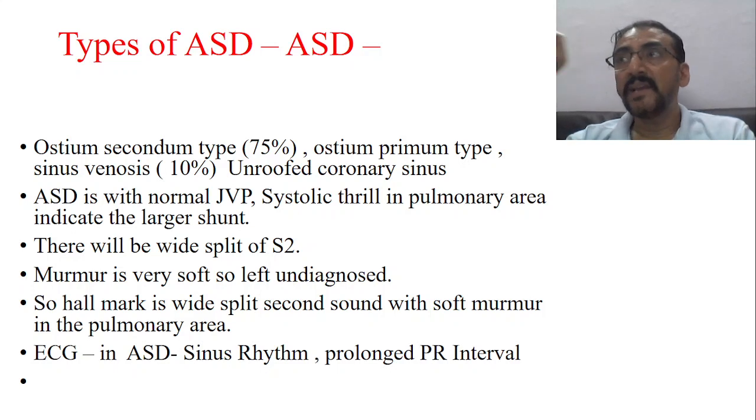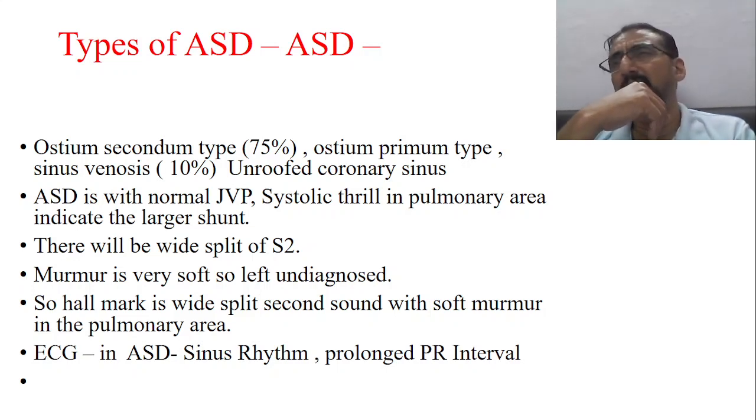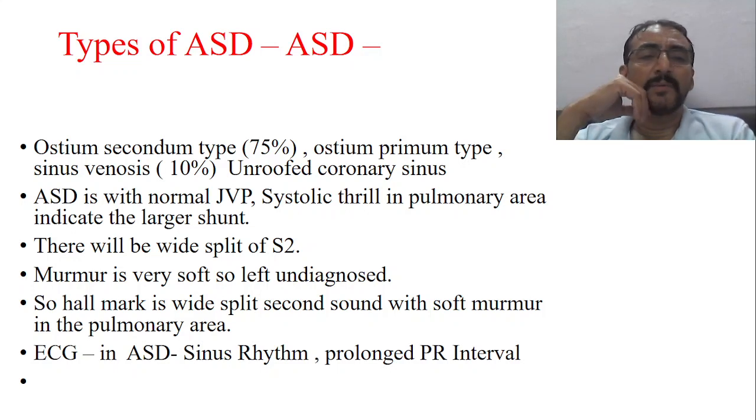Now in ASD, usually there will also sometimes be a wide split of S2. S2 sound will be wide split. S2 is produced by the closure of the pulmonary as well as the aortic valve. So a split will be there. The murmur is very soft. Usually the ASD murmur is very difficult to identify. Okay, it's a very soft murmur.